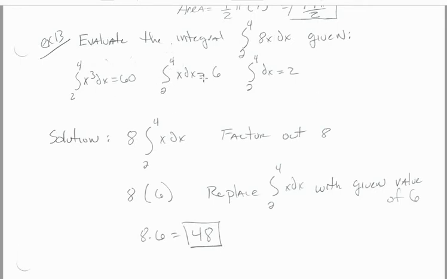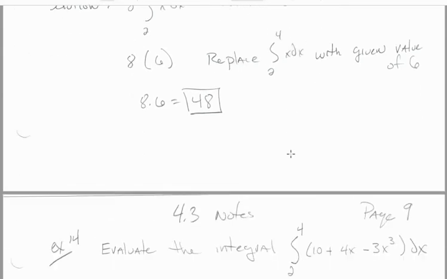You may not use all three of those values. You might only use one. You might use two of those given values, or you might use all three of those values. So don't think that you have to use all three of those given values on any problem. It can change just based on the problem you're given.